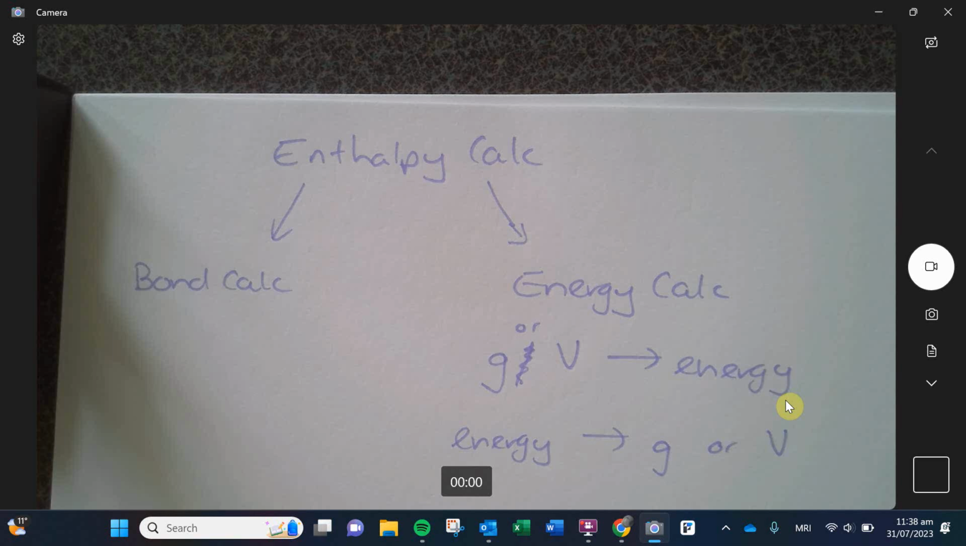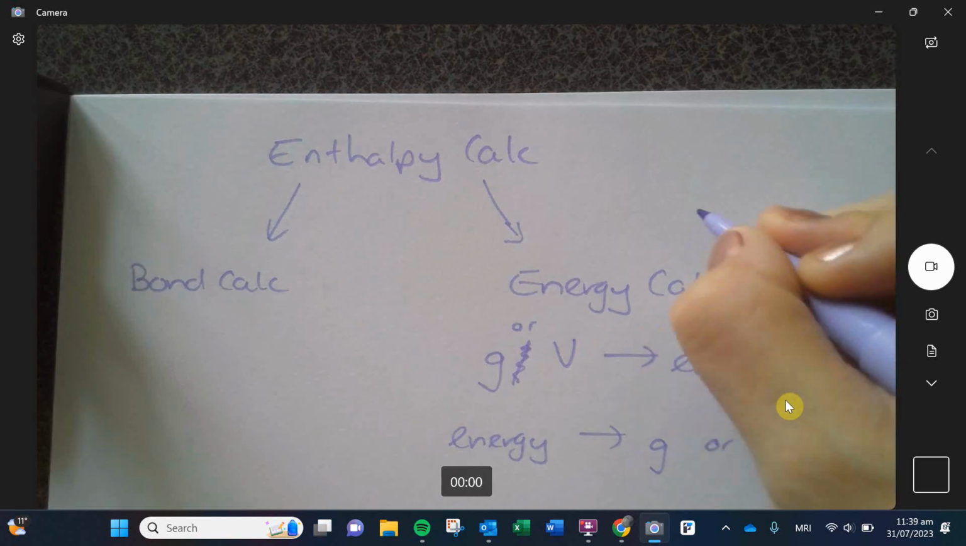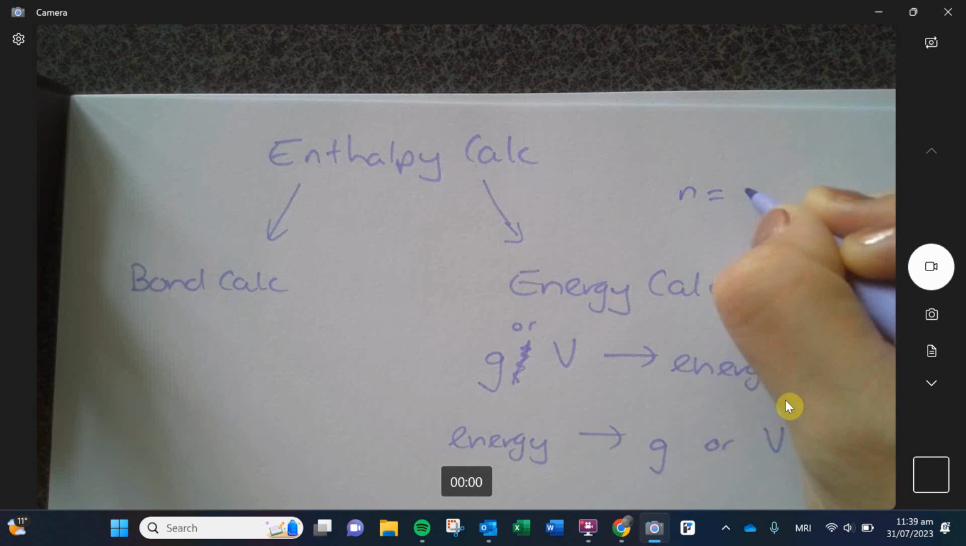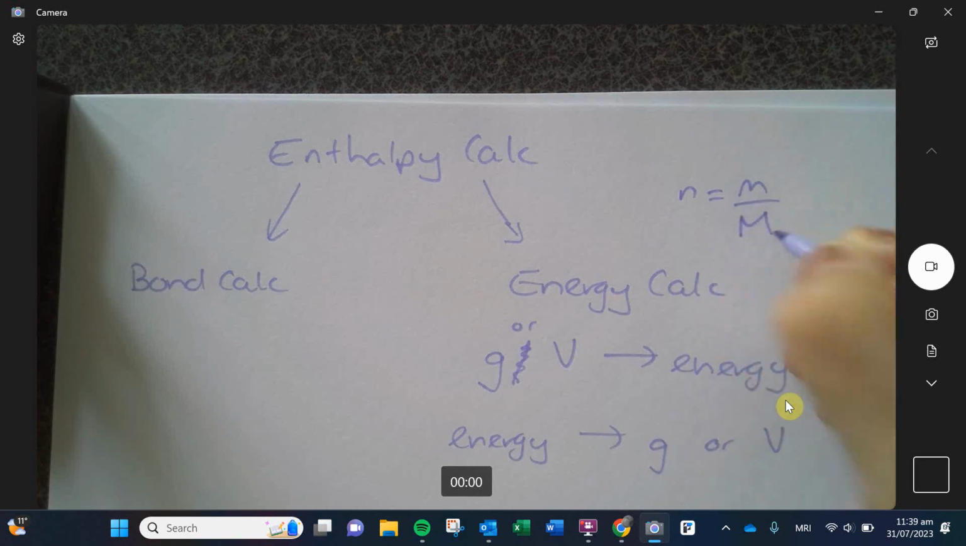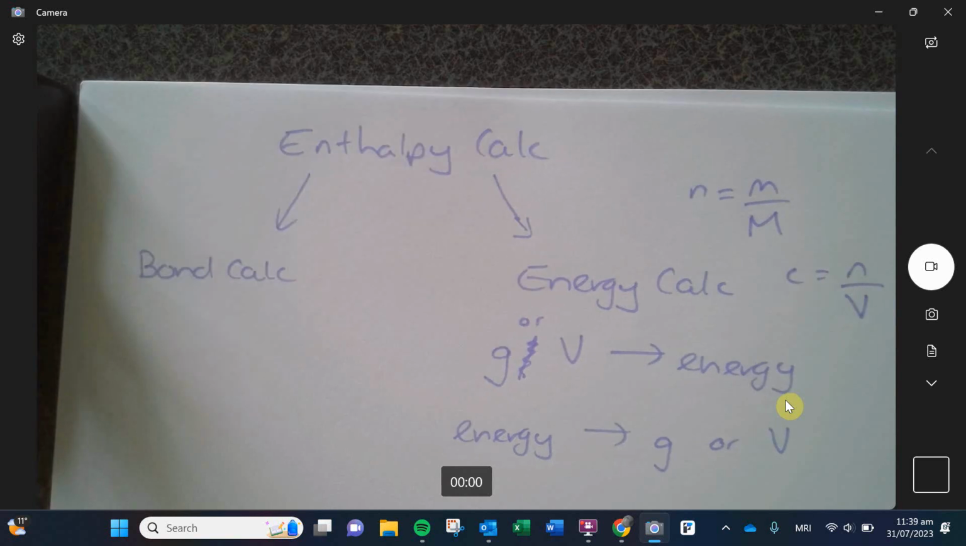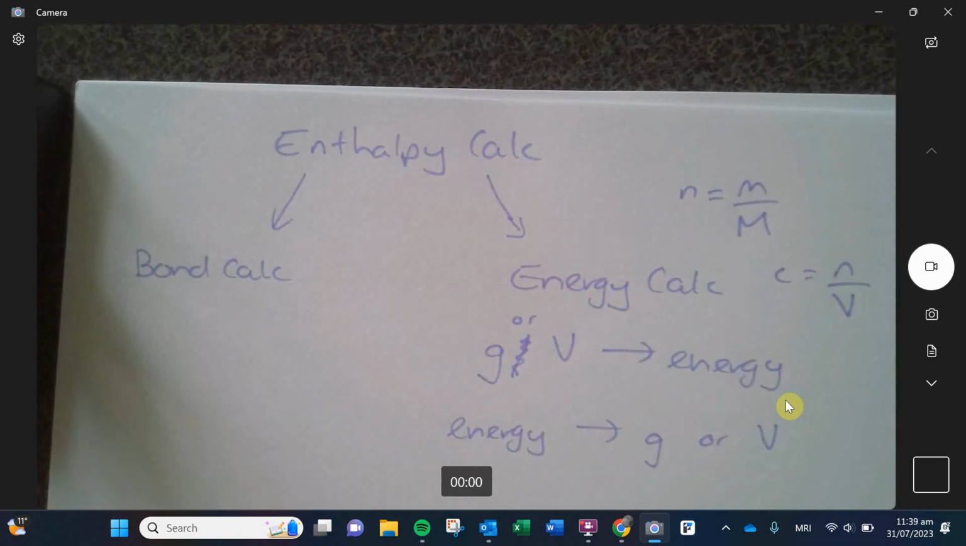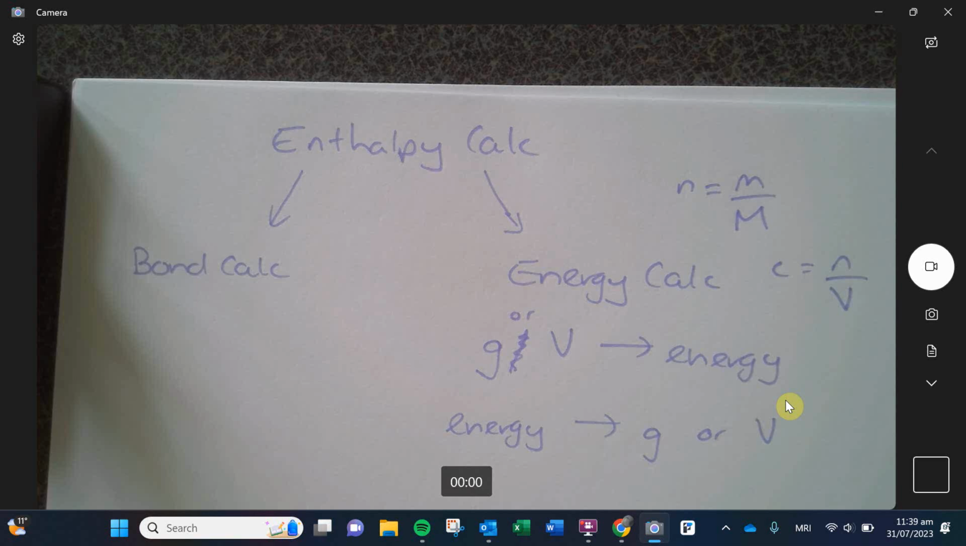This is going to tie back to what we've done in titration, because you're going to be using moles equals mass over molecular mass, or the concentration equation, are the two that you might be using for that. So that's one set of calculations you're going to be doing.